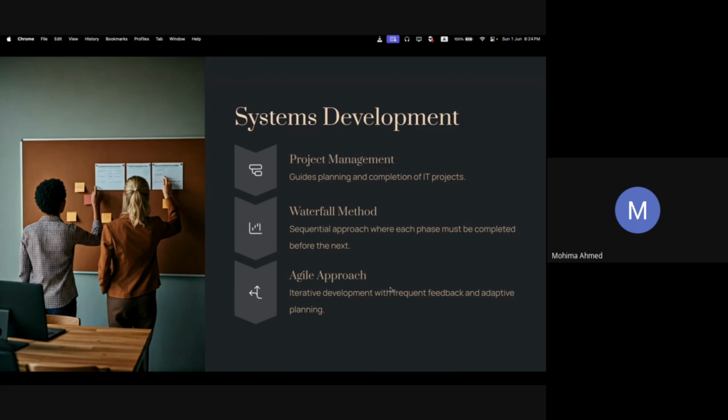That's why nowadays most companies follow the agile approach. And then we'll also learn what the advantages and disadvantages of this approach are as well.